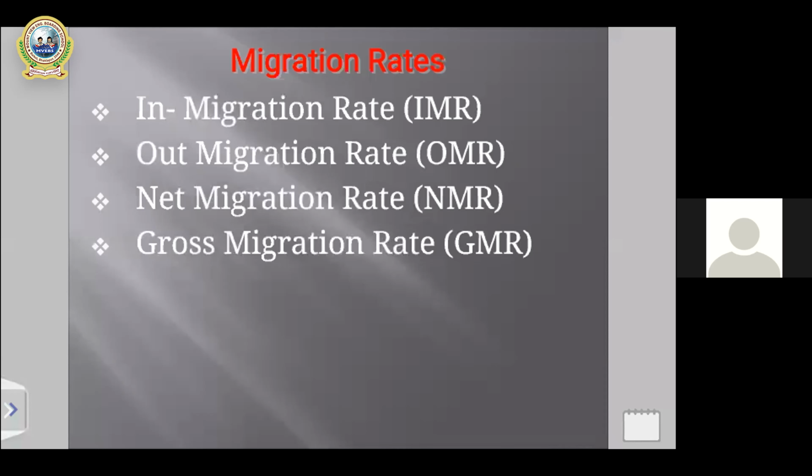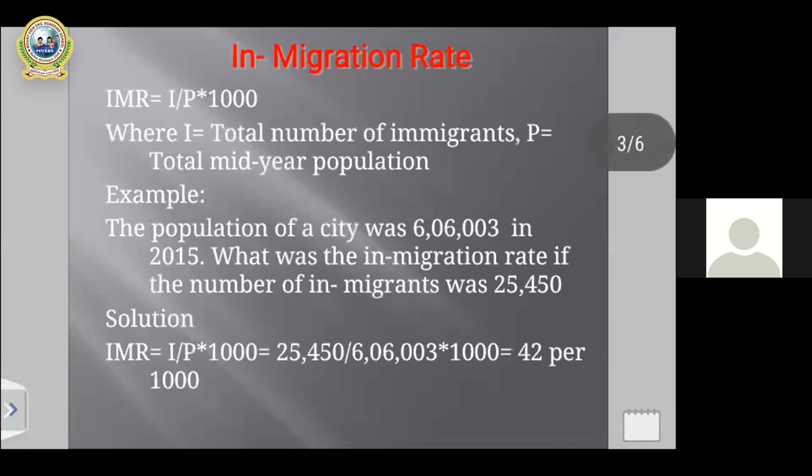All right. After the measurement of migration rate, one by one we are going to discuss mainly the formulas: the formula of IMR, OMR, NMR and GMR, and one example to calculate the different numerical problems linked with migration rates. Now you can see in the next slide, first of all, we are going to start from the first, the in-migration rate, IMR, the first measurement of migration rate.